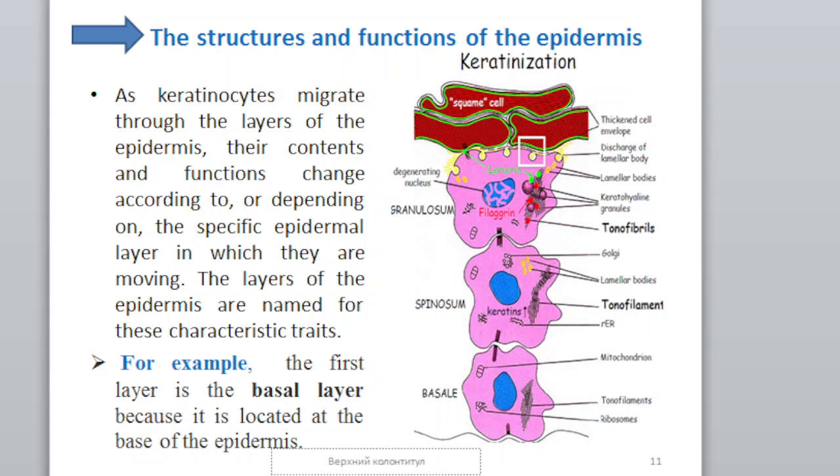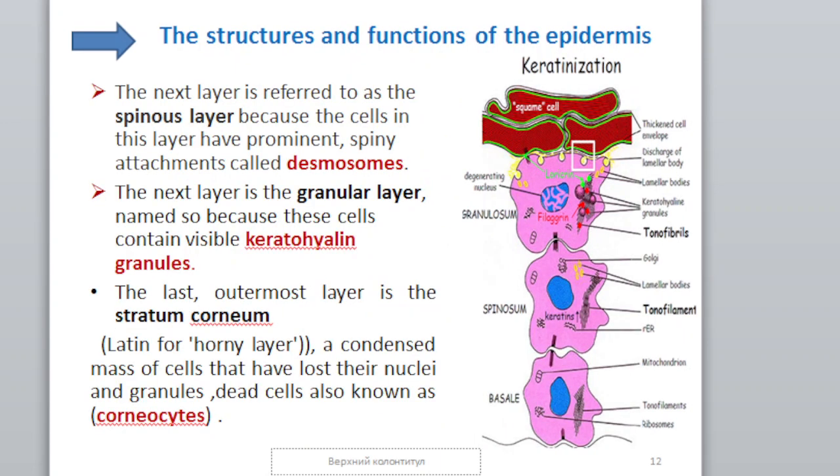Next slide. The next layer is referred to as the spinous layer because the cells in this layer have prominent, spiny attachments called desmosomes. The next layer is the granular layer, named so because these cells contain visible keratohyalin granules. The last, outermost layer is the stratum corneum, a condensed mass of cells that have lost their nuclei and granules, dead cells also known as corneocytes.